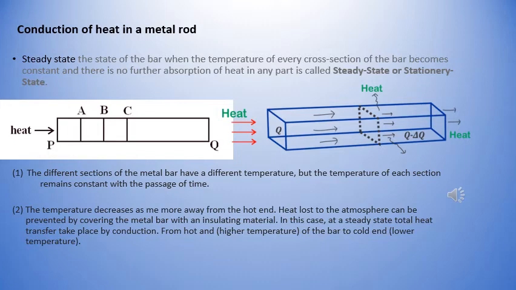The loss of heat to the atmosphere can be prevented by covering the rod with some non-conducting material. Then, in the steady state, heat received by any section will be totally transferred to the next. In this state, the rate of conduction of heat in the rod will depend only on the conductivity of the material of the rod.